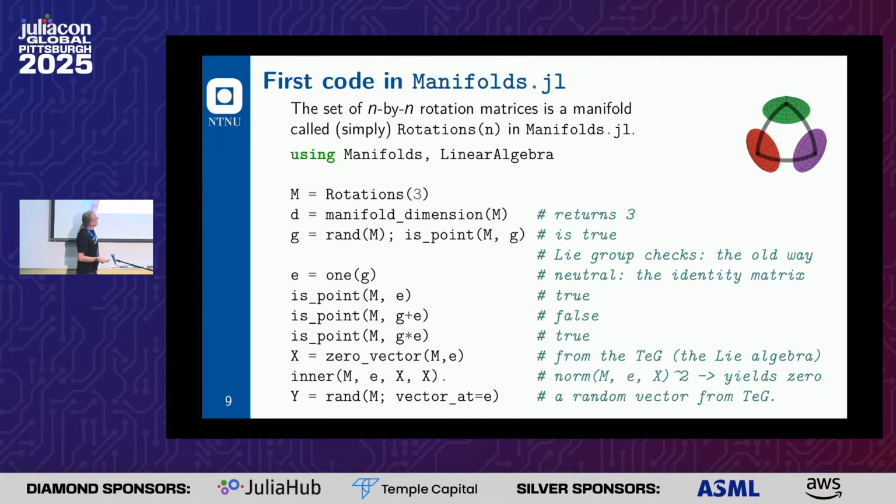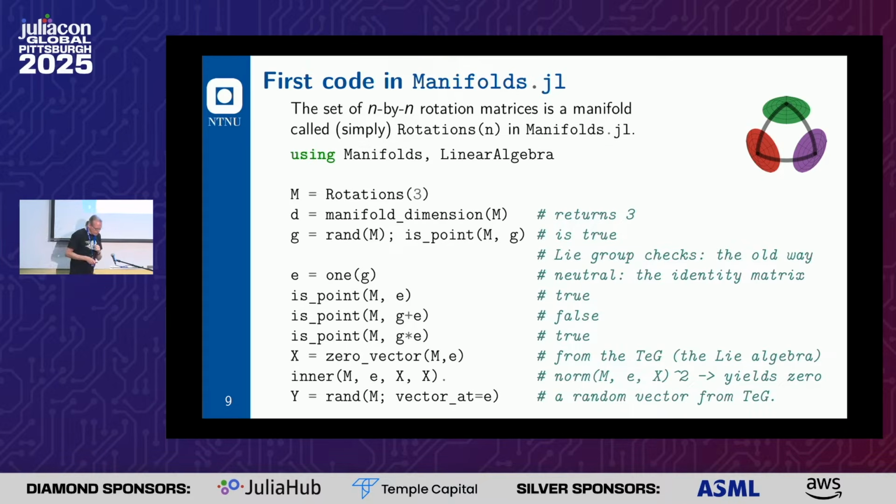I can check that that's a point. G plus E is not a point, because I can't do plus on those. And G times E, we do a group operation here, but a bit implicitly, is on my manifold, so that is again true. And if I want to call the inner product, I always have to specify the manifold, the point I'm at, and then that's exactly the inner product at this point that I'm computing.